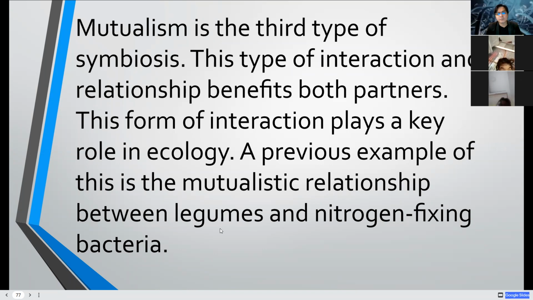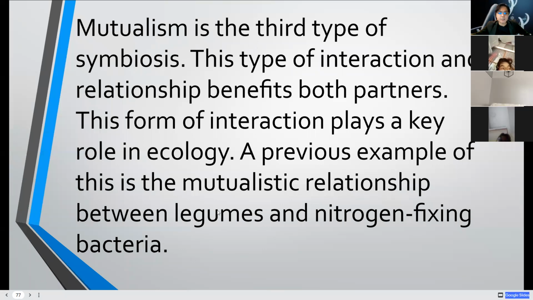What are the other mutualistic relationships that we have? Grade 10. What are the other mutualistic relationships that we have? Any other examples? What are the other examples we have?